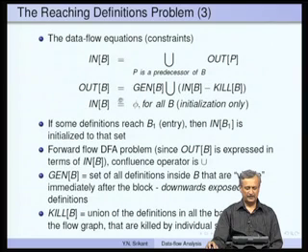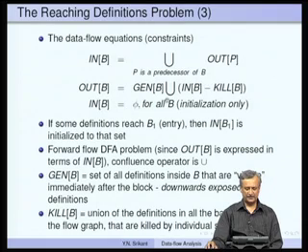Here the equation is written as out B equal to gen B union (in B minus kill B). Gen B and kill B are constants; they are computed before the data flow analysis problem is solved. They are not actually computed during the execution of the problem. So, they are constants. In B is a variable. So, out B is really a function of in B.